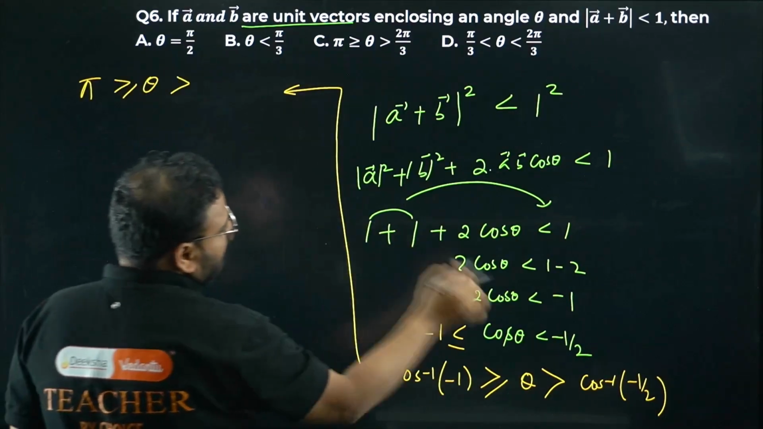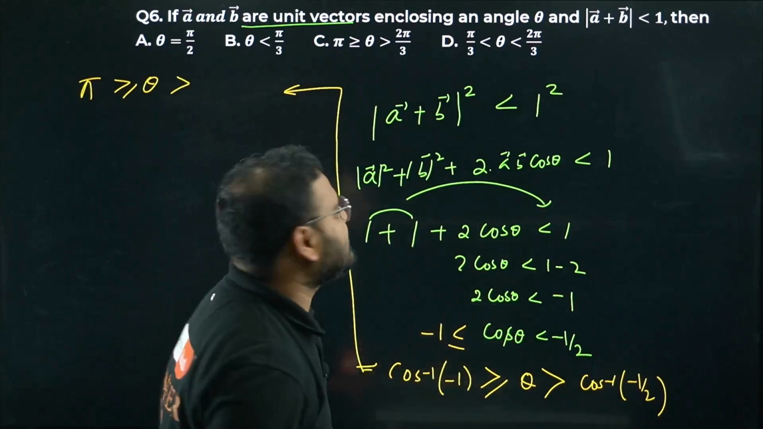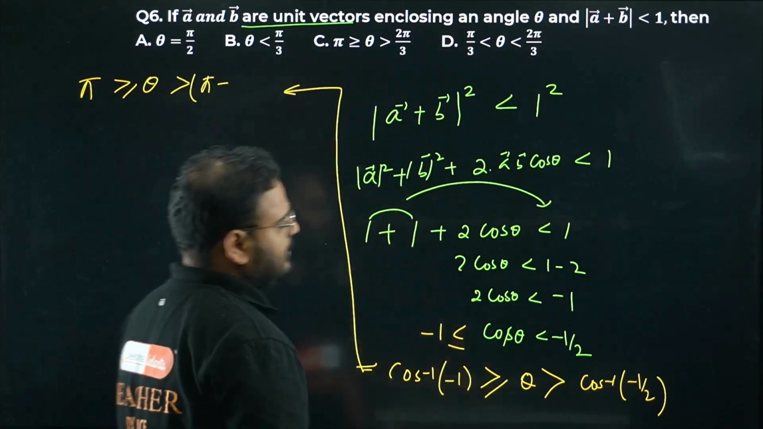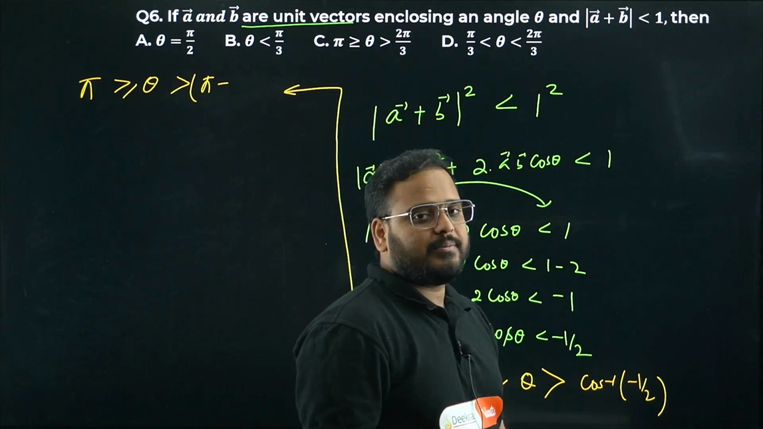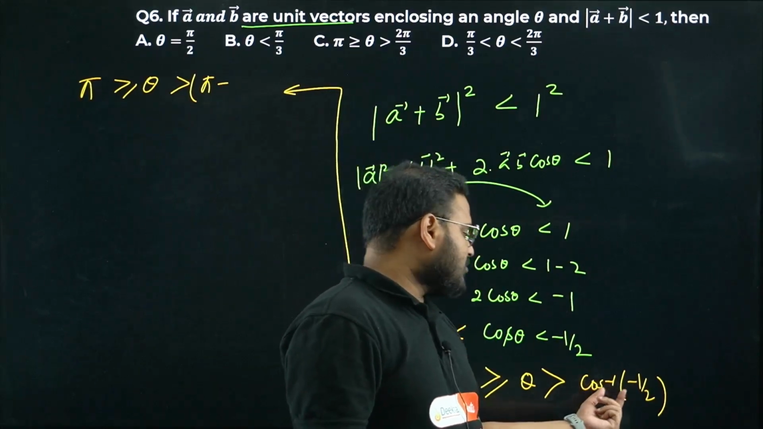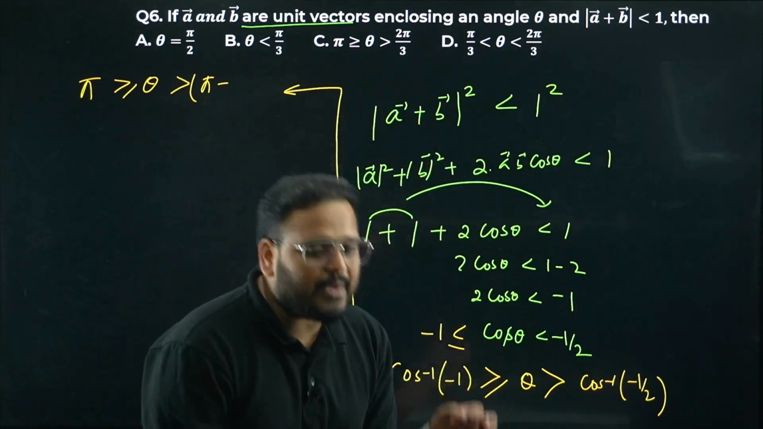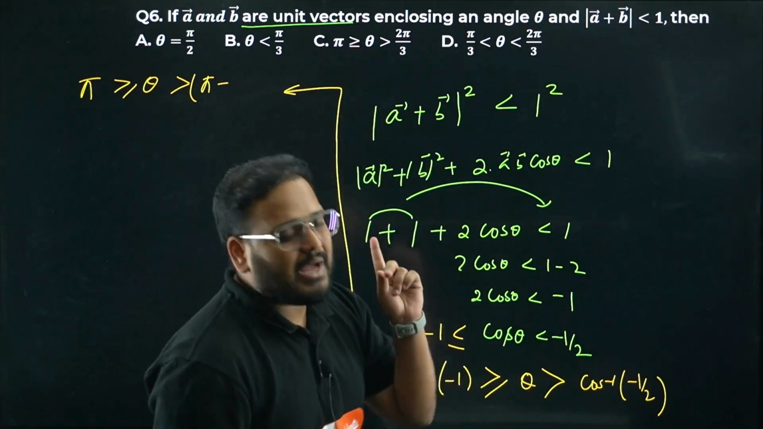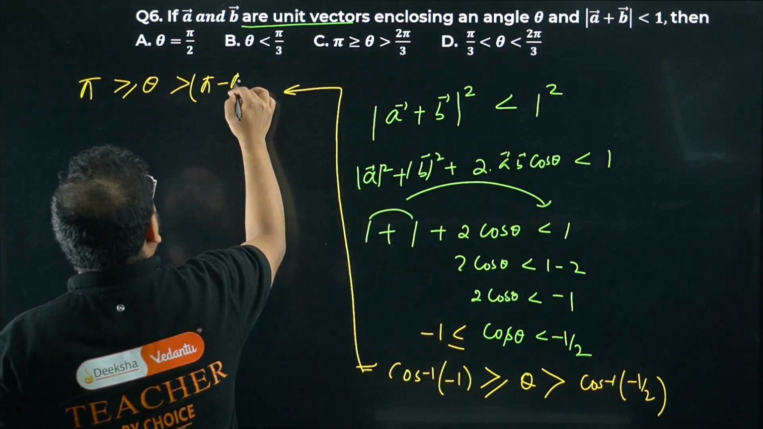What about cos inverse of minus something? What do we write this as? Remember this: pi minus cos inverse of the same thing. How is that going to be? Cos inverse of minus 1 by 2 will become pi minus cos inverse of 1 by 2. So pi by 3, so pi minus pi by 3.